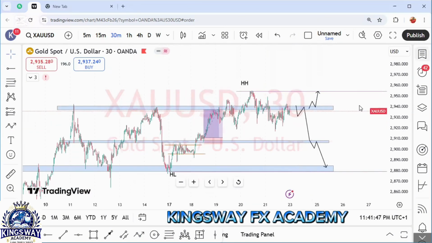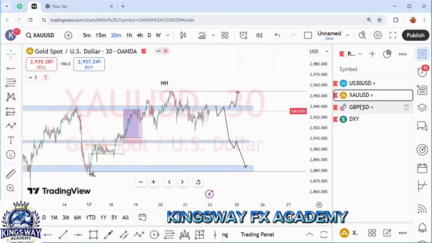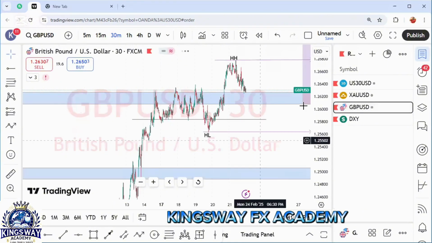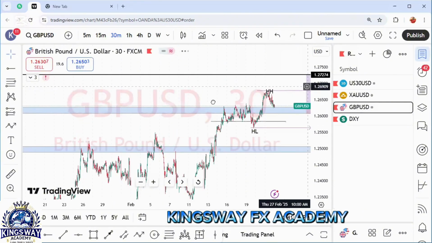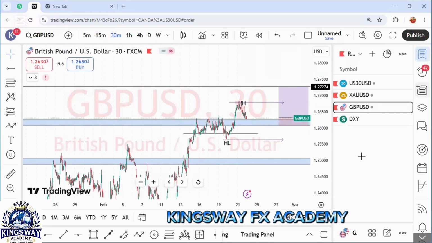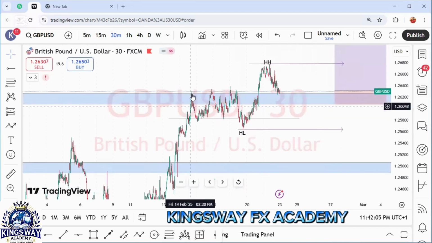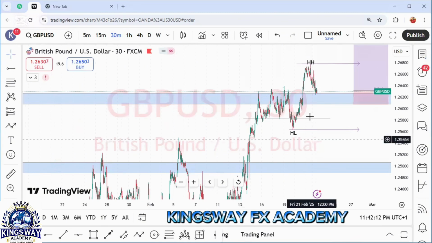Also, let's move over to the GBPUSD. On the GBPUSD, I didn't take any trade this week because the market didn't play along with what I expected. Initially we were at this zone, so I was expecting the market to break above, retest, and then give us a continuation to the upside, but the market didn't do that.